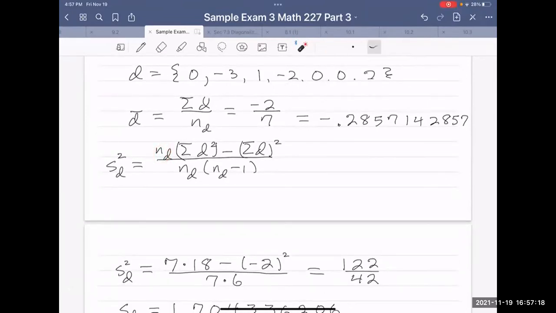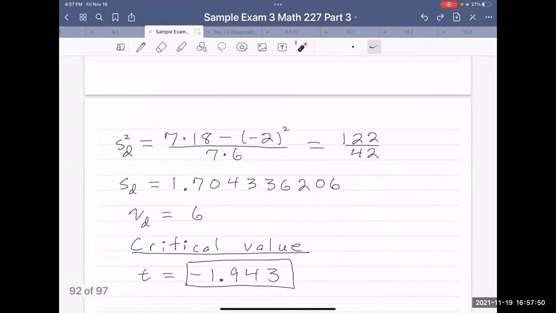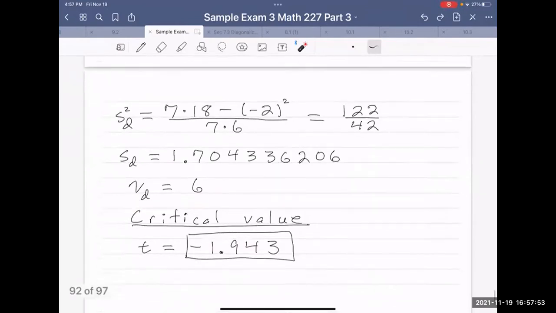The sample variance for these differences is n, which in this case is 7, times the sum of their squares, 18, minus their sum, -2, squared, divided by 7 times 6. And so you get 122 over 42. So take the square root of that. So you get 1.704336206. The degrees of freedom here is 6.